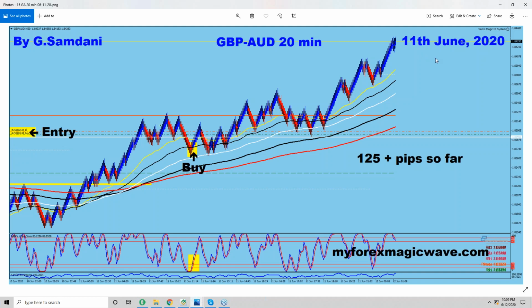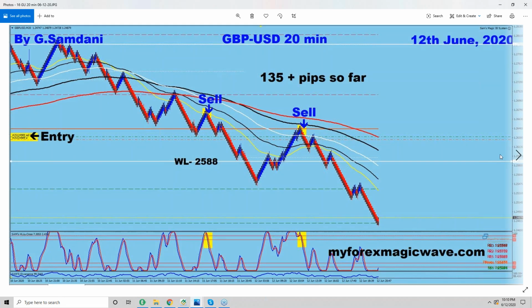And the USD pairs were going down, especially the ones where the USD is on the right hand side, not the CAD one. All the pairs with USD on the right hand side were going down: Euro USD, Pound USD, Aussie USD, New USD, right? So this pound Aussie again, 125 pip here, and then pound USD. This is on the 12th today, on Friday, and it went down very nicely here.